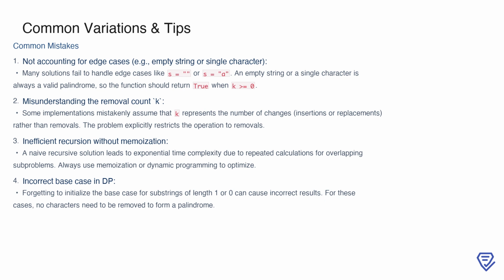Efficiency is another critical aspect. Relying on a naive recursive approach without memoization can cause your solution to become exponentially slow due to redundant calculations. To avoid this, always use memoization or dynamic programming. Lastly, initializing the base cases correctly in a dynamic programming solution is crucial. For example, substrings of length 1 or 0 don't require any removals to be palindromes, and failing to handle these cases properly can lead to inaccuracies in the results.